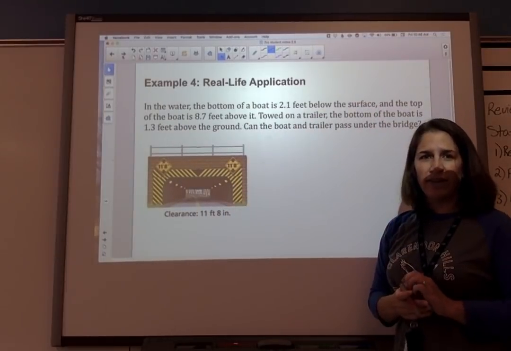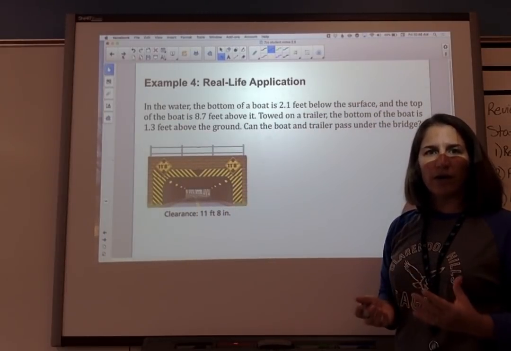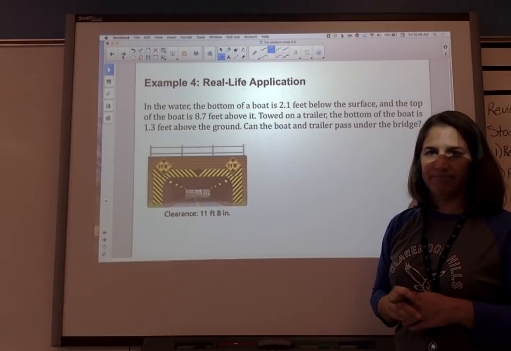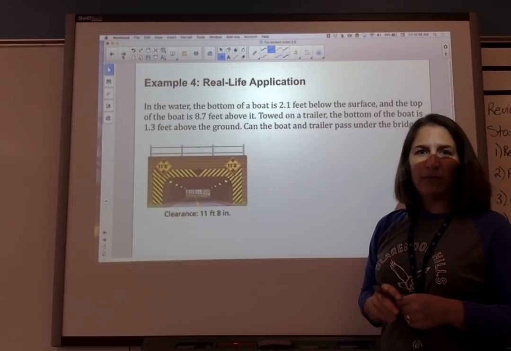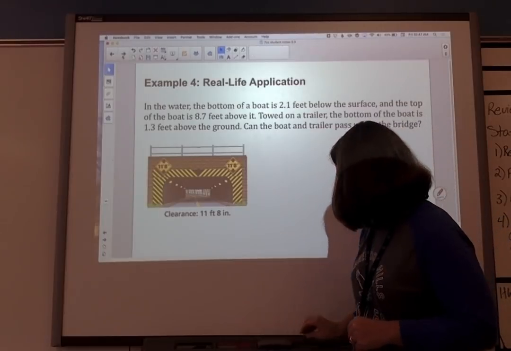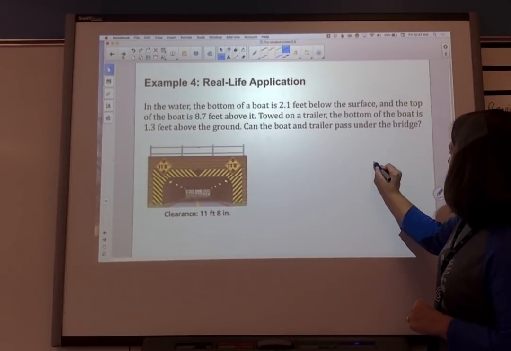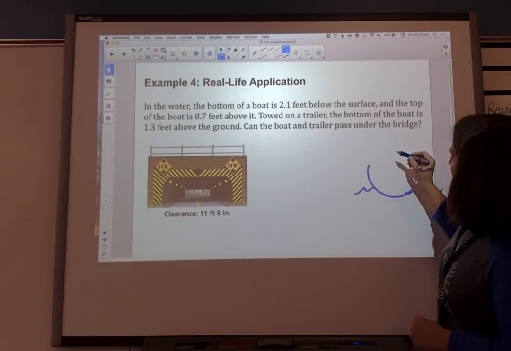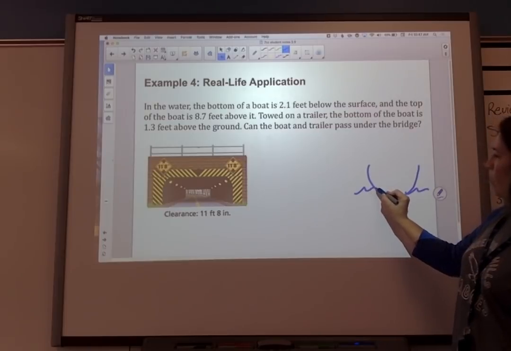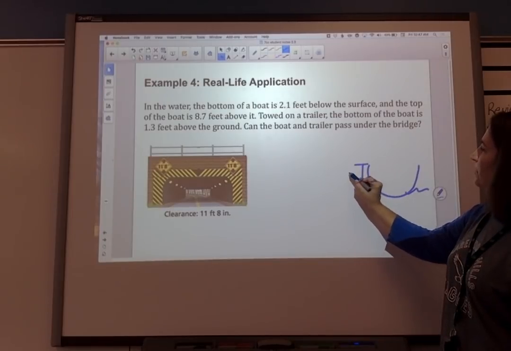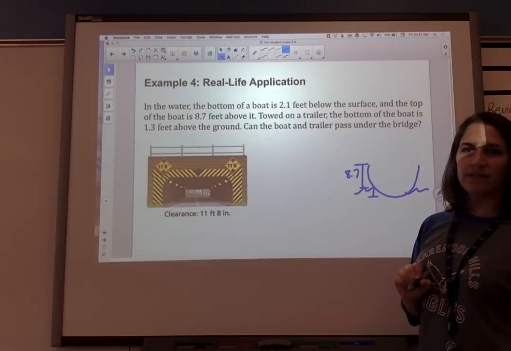All right, so here's a real life application. So we see in the water, the bottom of a boat is 2.1 feet below the surface. And the top of the boat is 8.7 feet above the surface. So I can kind of draw a little picture here of this boat. Make it like a sailboat. And there's the water. And this distance right here from the water to the bottom of the boat is 2.1 feet. And then the distance from the water to the top of the boat is 8.7 feet.